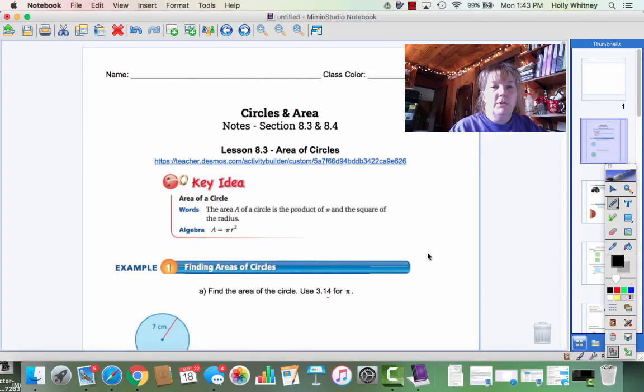Hi guys, welcome to section 8.3, areas of circles. Yesterday you did the Desmos activity, where we kind of played around with areas of circles. So today we're going to do the formal lesson on it.